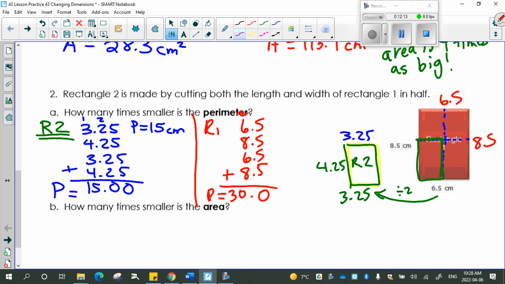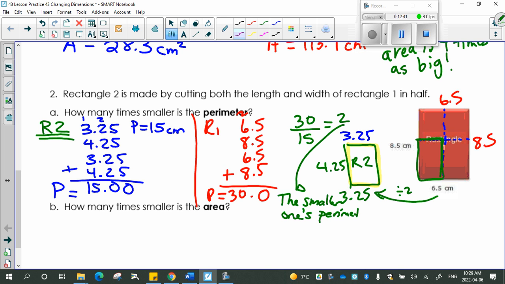So if you cut both the length and width in half, how many times smaller is the perimeter? I take this perimeter and divide by this one. 30 divided by 15 is 2. So the little one is twice as small. That 2 there means the smaller one's perimeter is twice as small. Or you could say half as great.